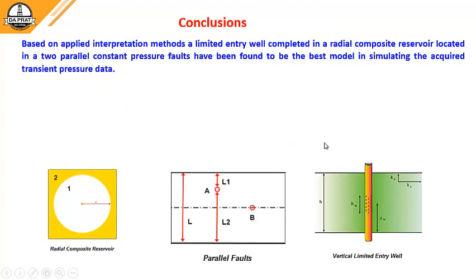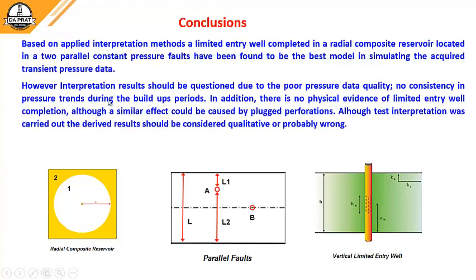So let's draw some conclusions here. We try to do our best applying the interpretation method, and we end up with a limited entry well completed in a radial composite reservoir located in two parallel constant pressure faults. This is, mathematically speaking, the best model that we got to simulate the data.